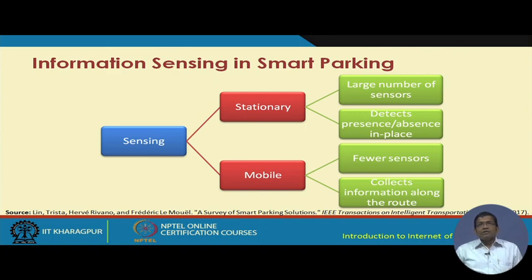In terms of information sensing in smart parking, the sensing can be done from stationary sensors or from mobile sensors. If you are collecting the data from stationary sensors, you need a large number of sensors to be deployed at different points, which will detect the presence or absence of the different vehicles. With mobile sensors, fewer sensors would be required compared to the case of stationary sensors, and these fewer mobile sensors would collect information along the route when they go by.